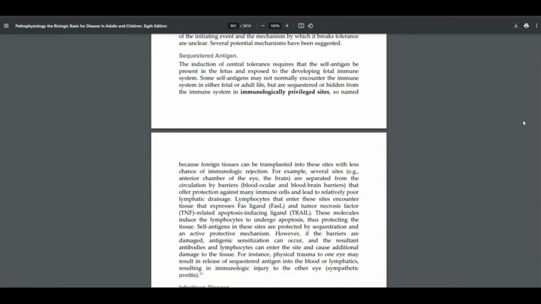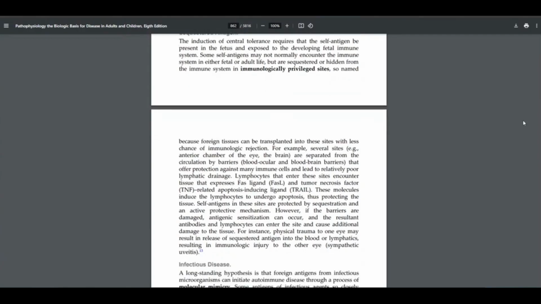Sequestered antigen. The induction of central tolerance requires that the self-antigen be present in the fetus and exposed to the developing fetal immune system. Some self-antigen may not normally encounter the immune system in either fetal or adult life, but are sequestered or hidden from the immune system in immunologically privileged sites. So named because foreign tissues can be transplanted into the sites with less chance of immunologic reactions or rejection.